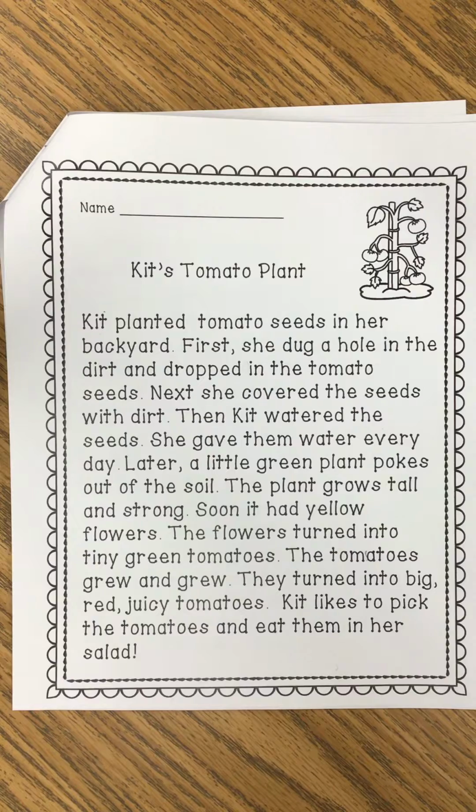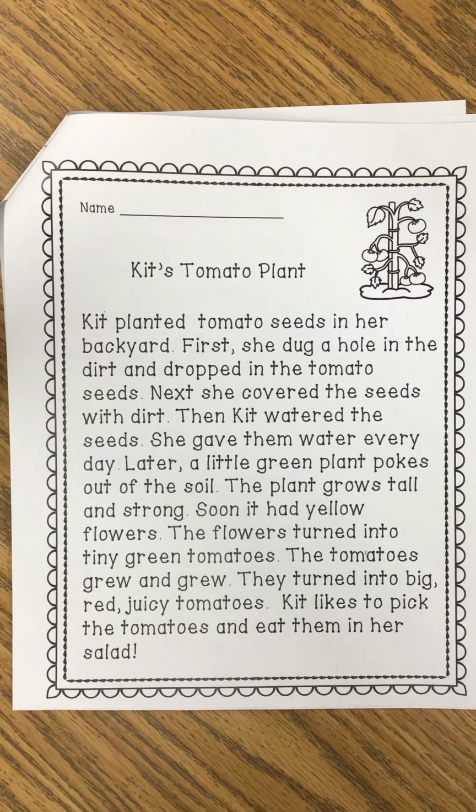McDonald Elementary School. Today we're reading Kit's Tomato Plant. Kit planted tomato seeds in her backyard. First, she dug a hole in the dirt and dropped in the tomato seeds. Next, she covered the seeds with dirt. Then, Kit watered the seeds. She gave them water every day.